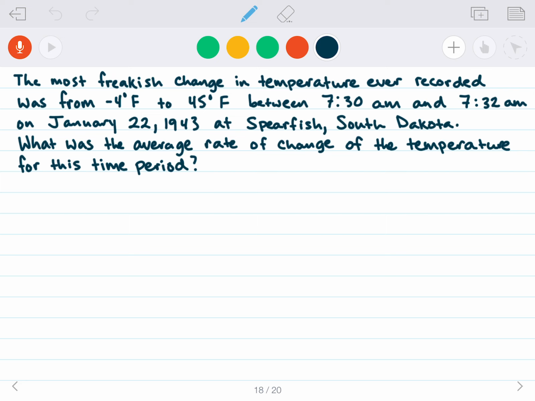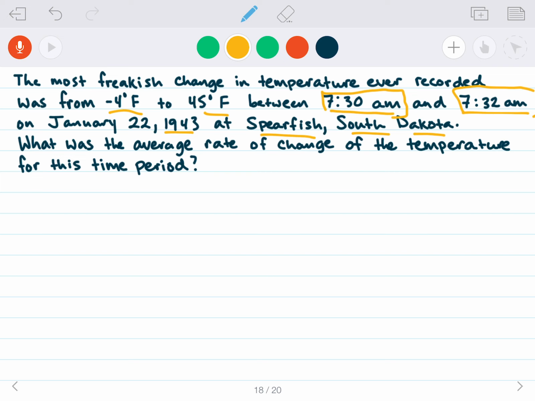Okay, the most freakish change in temperature ever recorded was from -4 degrees to 45 degrees Fahrenheit between 7:30 a.m. and 7:32 a.m. on January 22nd, 1943 in Spearfish, South Dakota. So somewhere this is recorded that this happened. That is kind of freakish, though, because 2 minutes go by and it's -4 and all of a sudden it's 45 degrees. That's kind of weird, right? What was the average rate of change for this time period?